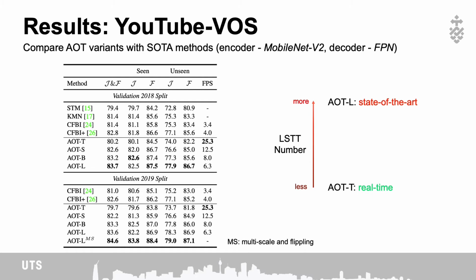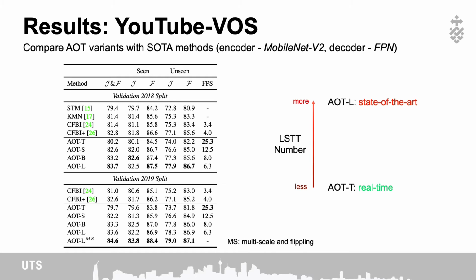To compare AOT with SOTA methods, we build a series of AOT variants with different LSTT number and different complexity. We follow the common training strategy with list augmentations. Even using lightweight encoder and decoder, MobileNet V2 and FPN, our AOT large significantly outperforms previous SOTA methods on the largest VOS benchmark, YouTube-VOS, while maintaining a better multi-object speed. Besides, our smallest AOT Tiny can maintain a real-time speed.